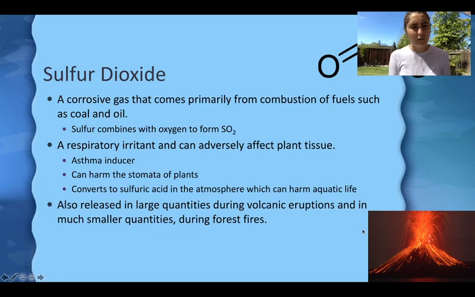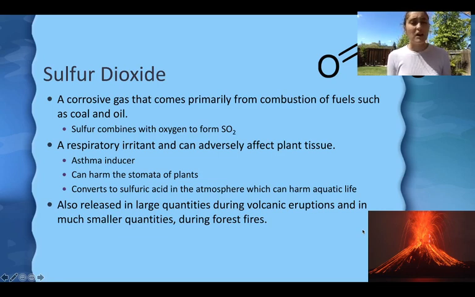The other thing that it's harmful for is the stomata of plants. The stomata of plants facilitate gas exchange between oxygen and carbon dioxide, so the intake of carbon dioxide and the exporting of oxygen. That SO2 or sulfur dioxide can harm the gas exchange that happens in plants. And we know that gas exchange is not only important for plants, but also us, because that's where most of our oxygen comes from.